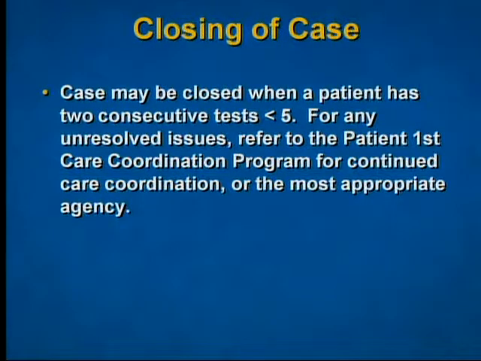Once the child has a consecutive test of under 5, the case may be closed, but you may have some unresolved issues. And so for those cases, you would refer to a patient-first care coordinator, or if you are a patient-first care coordinator, you would just continue seeing that child, or refer to the appropriate agency. Once the ACHNs are started, you would probably want to refer to them, or other appropriate agencies may be early intervention or our EHS program would all be appropriate. You may need to also involve DHR in these cases.